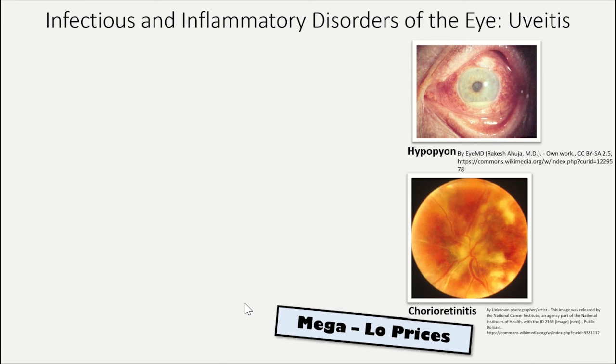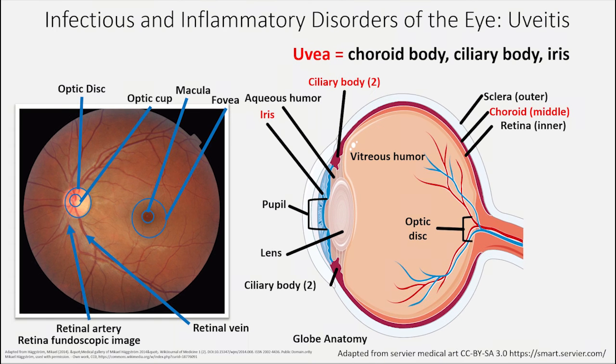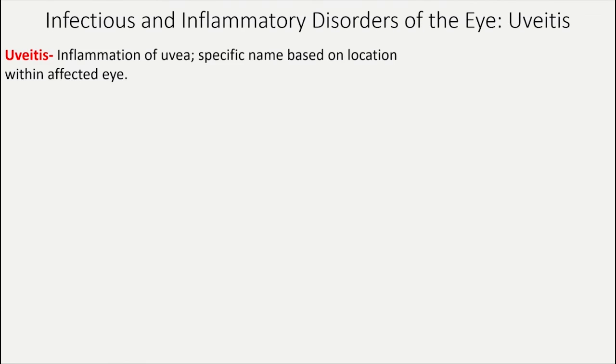And now we can move on, after discussing that the uvea consists of the choroid body, the ciliary body, and the iris, to talk about uveitis. Uveitis, inflammation of the uvea. The best way to break it up is anterior versus posterior, because regardless of which one you're using, ophthalmology needs to see the patient. You can also break it up into specific areas, but that's for ophthalmologists.